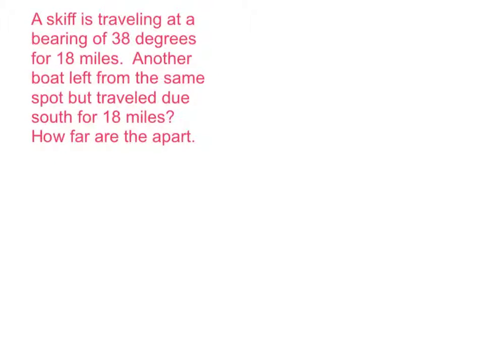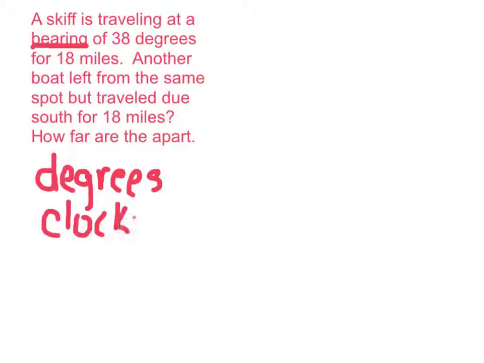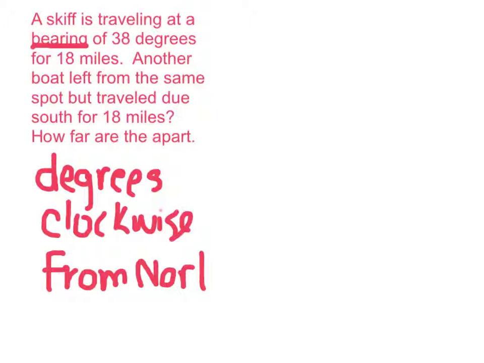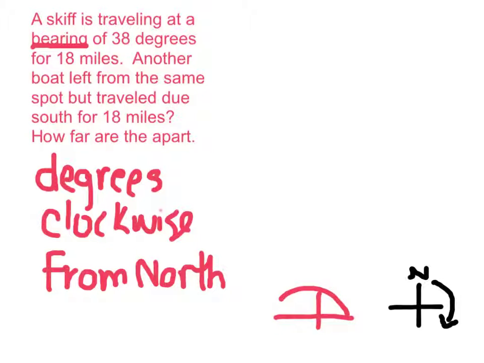Oh, I didn't mean to do that. Oh well. Bearings are the number of degrees clockwise from north. So anytime you're given, okay, just think of it like this. Math people do circles like this, but captains do circles like that. So bearings are from north, mathematicians start at 0.